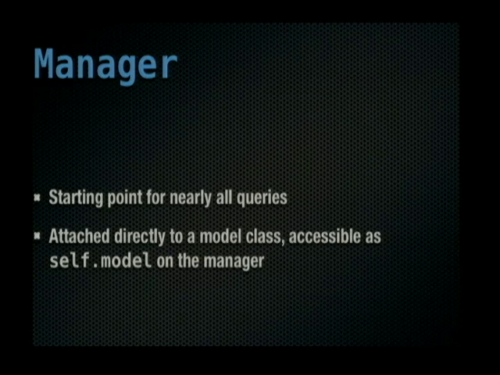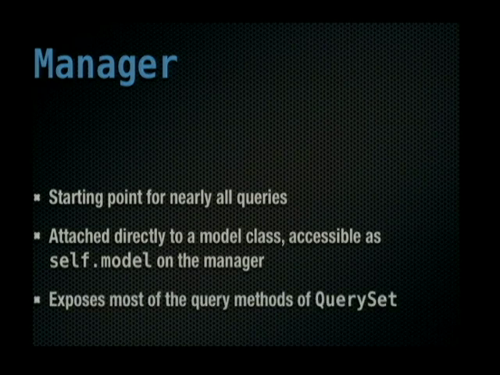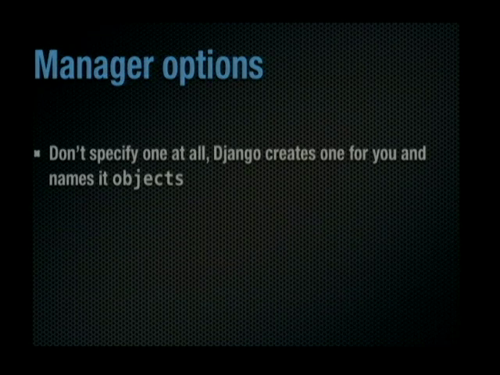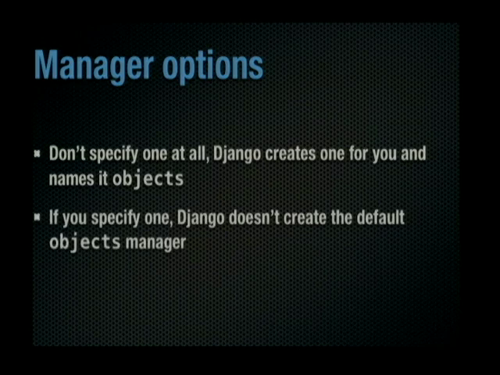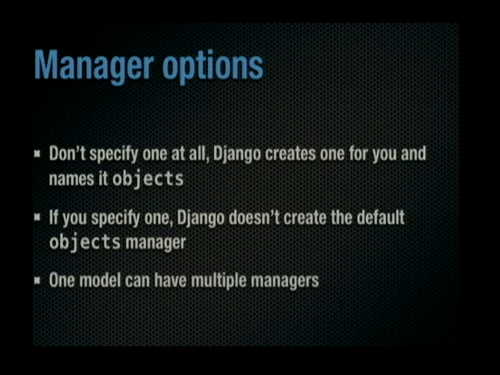A manager has an attribute, self.model, that tells it what model it's attached to, on every manager instance in Django. This exposes most of the same methods as query set, so that you can just write your queries simply using the manager. There are some fun things you can do. If you don't specify one at all, Django creates one for you, names it objects. If you do specify one, Django does not create a manager for you and does not call it objects. You get whatever manager you ask for.